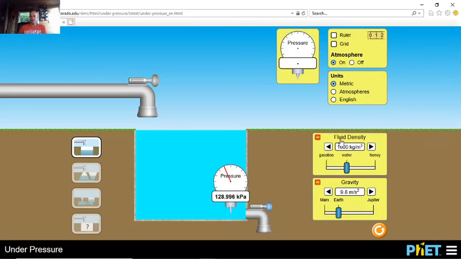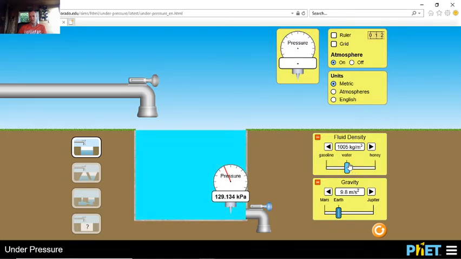I've got water which has a density of 1,000 kilograms per meter cubed. If you really wanted a whole tub full of honey, and I increase the density going up to honey, you see now the pressure has increased. That's because the density of the liquid also affects the pressure. So that's got to be in the equation.